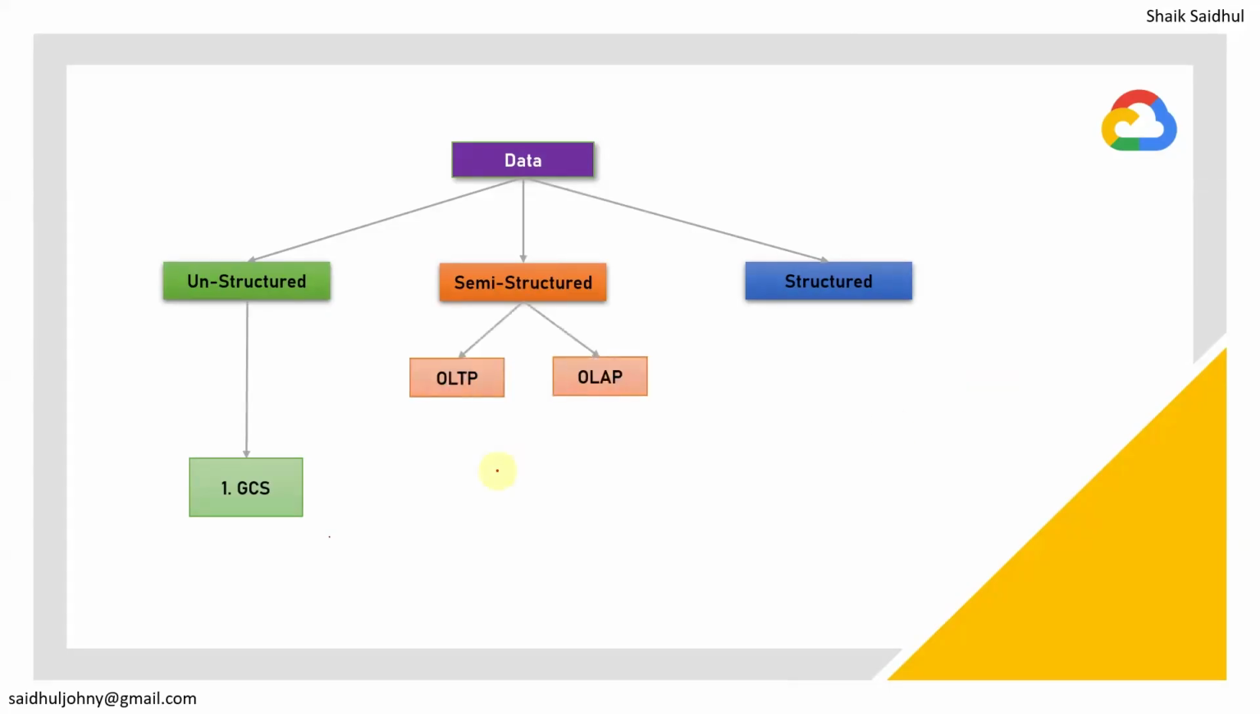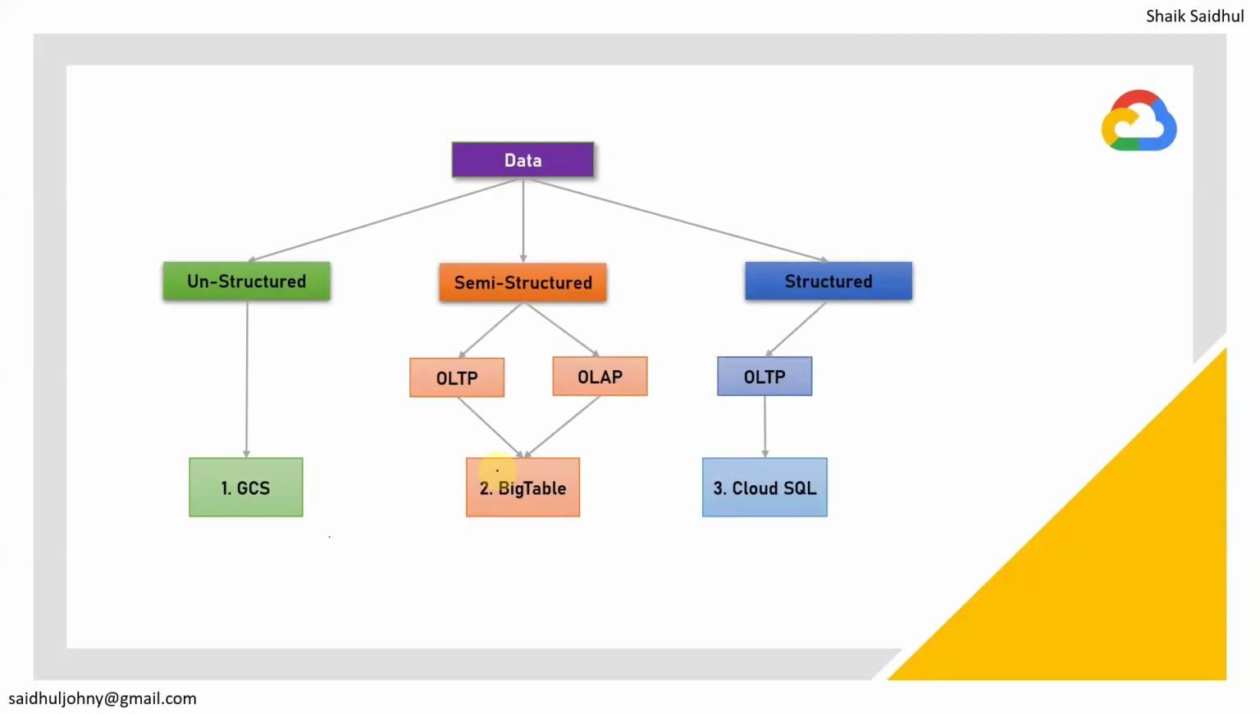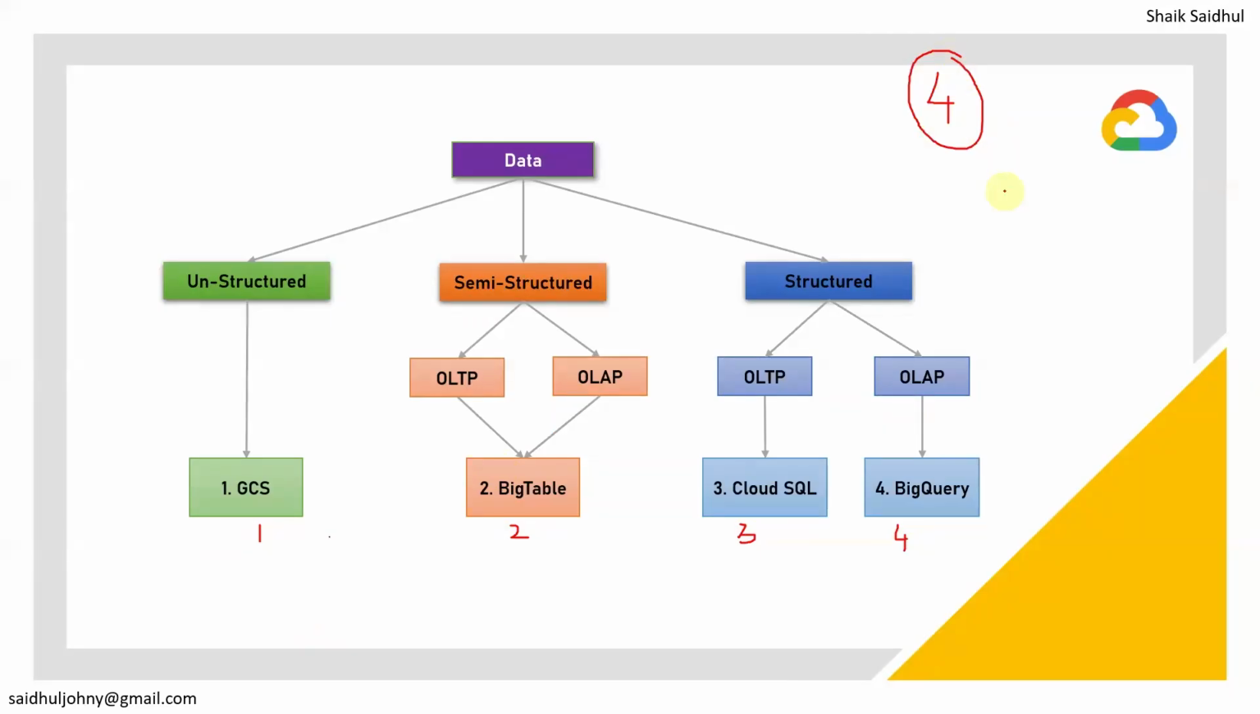And if one wanted to store the semi-structured data, we have Bigtable. To deal with the structured data, we have Cloud SQL, and for OLAP, we have BigQuery. So these are the 4 services that we are going to cover as a part of storage and database services: GCS, Google Cloud Storage, Bigtable, Cloud SQL, and BigQuery.